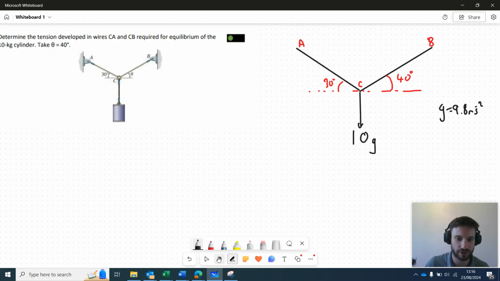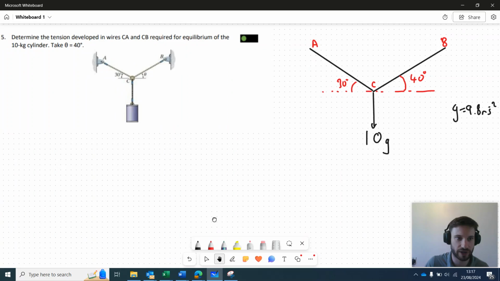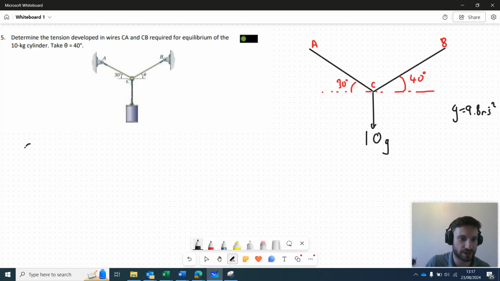As you might typically do for simple problems like this, you might resolve vertically and horizontally. We understand that the system's in equilibrium, so the sum of the forces is equal to 0 in the x and in the y. So let's start off with the horizontal forces.